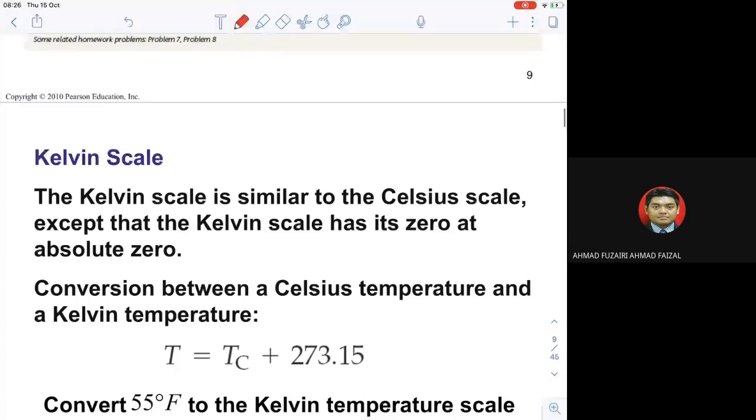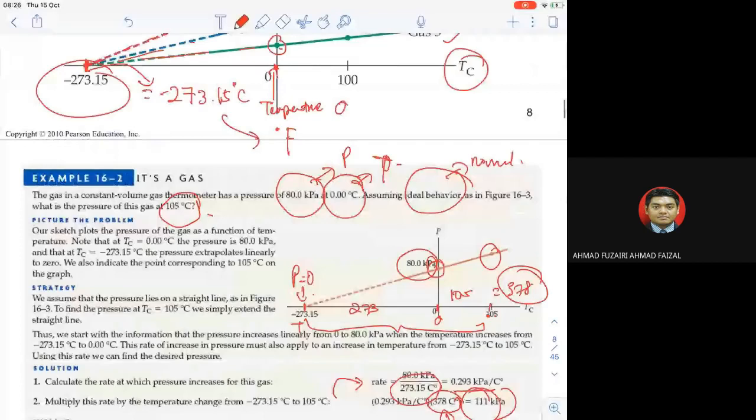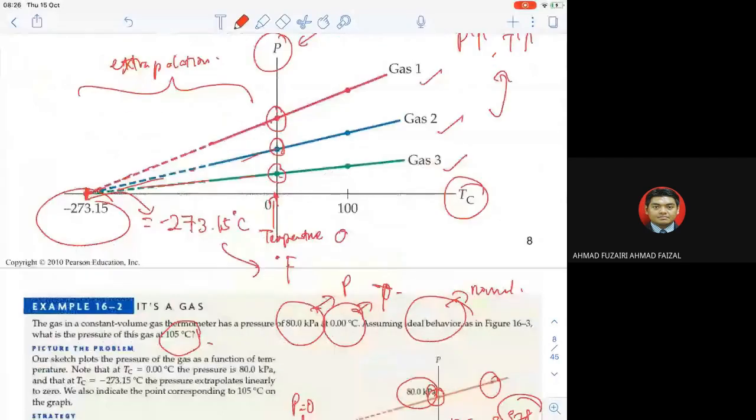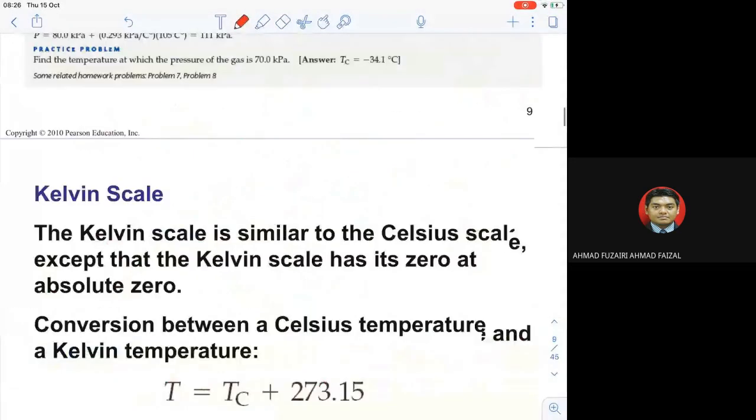The knowledge about pressure being zero, absolute zero, is actually they want you to realize that we can get one scale, because at negative 273.15 the pressure is zero, and that's what we call absolute zero. So what is absolute zero? What do we want to compare it to? That's why we are going to use a Kelvin scale.